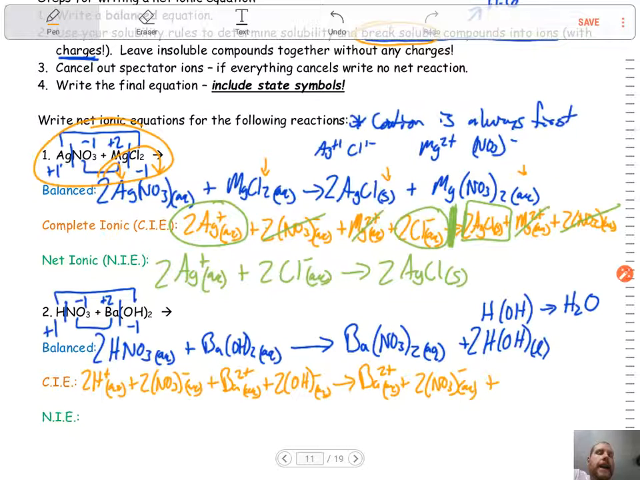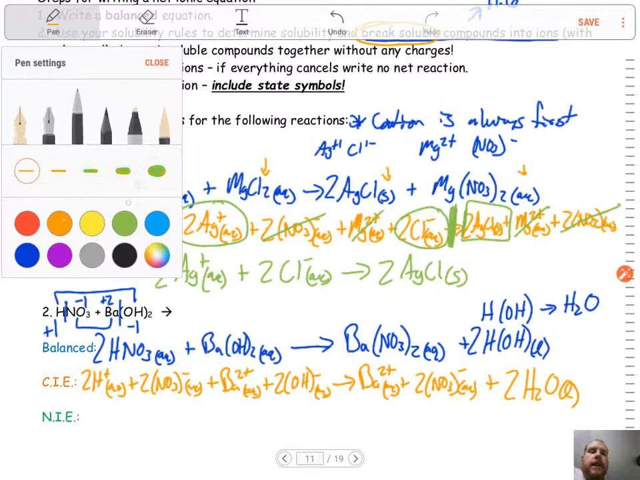Now here's the question. Can I split water up? No, because it's a pure liquid. Okay, it's a pure substance. It's going to stay together. So I'm going to have 2 H2O liquid. Again, you can keep it as HOH if you want, but now that we've balanced it, I'm going to rewrite mine as H2O. It's the same thing, guys. Don't get confused with it.